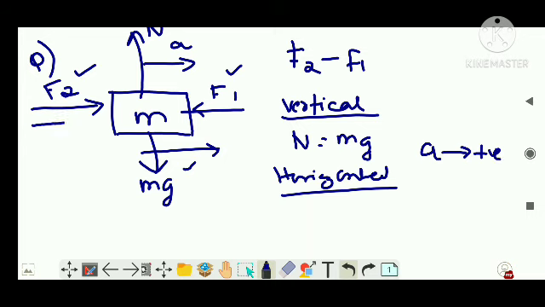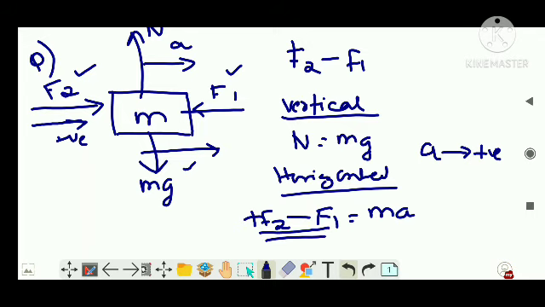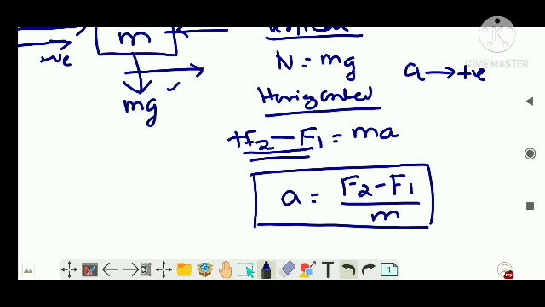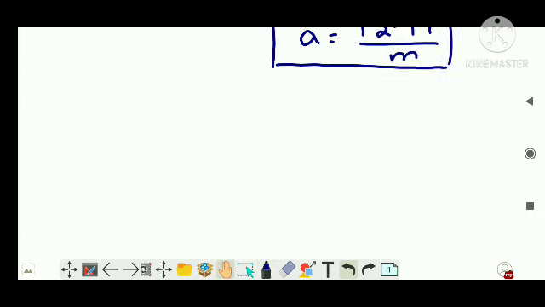So I can see F2 is in the positive direction, so I will write plus F2. F1 is opposite to the acceleration direction, hence it is minus F1, and that is equal to ma. That much force is acting on it. So F net will be written this way. So what will be the net acceleration of this body? a is equal to (F2 minus F1) by m. Clear?